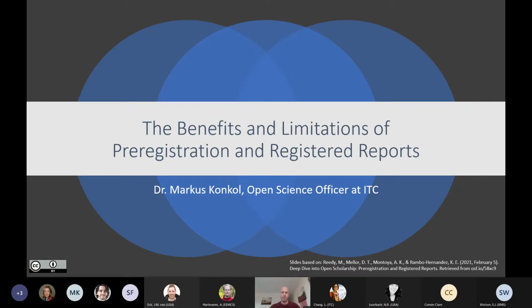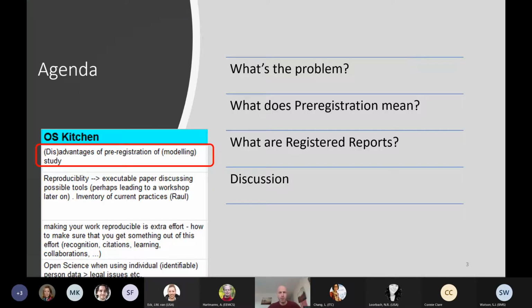Let's check the agenda. You might ask yourself the question, why exactly this topic? Some of you might have attended already the last Open Science Kitchen event in January where we discussed potential topics. And pre-registration was the first item on the list, so apparently there's some demand for it. It is also a rather new concept and not very common, and for this reason I would like to raise some awareness with this presentation.